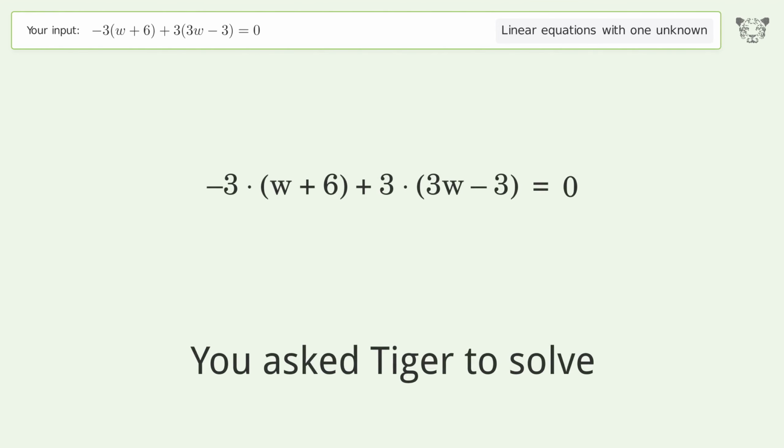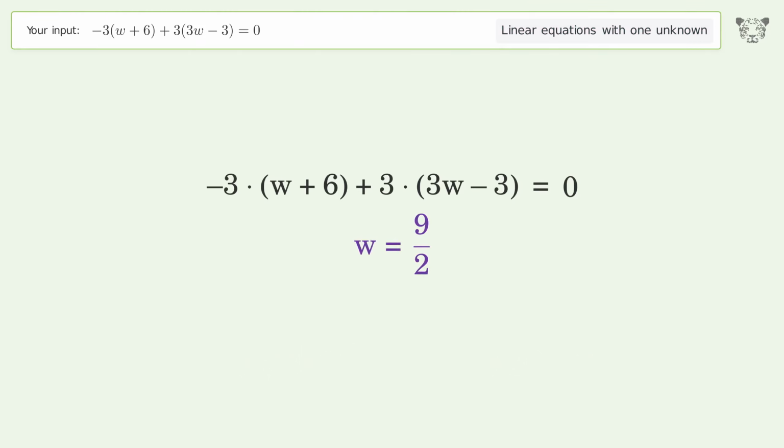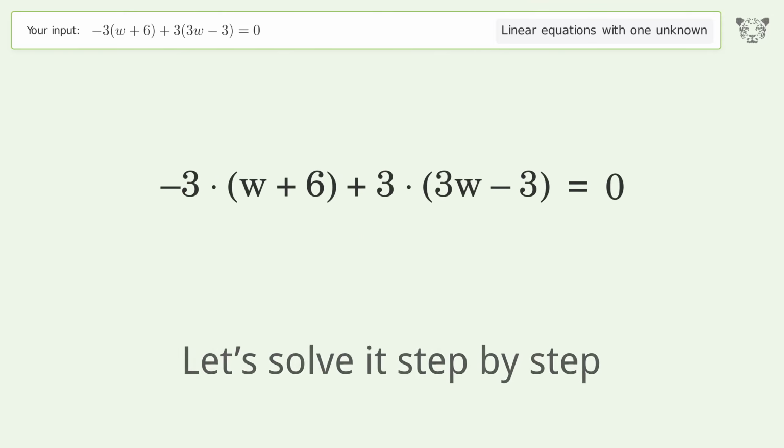You ask Tiger to solve this, which deals with linear equations with one unknown. The final result is w equals 9/2. Let's solve it step by step.